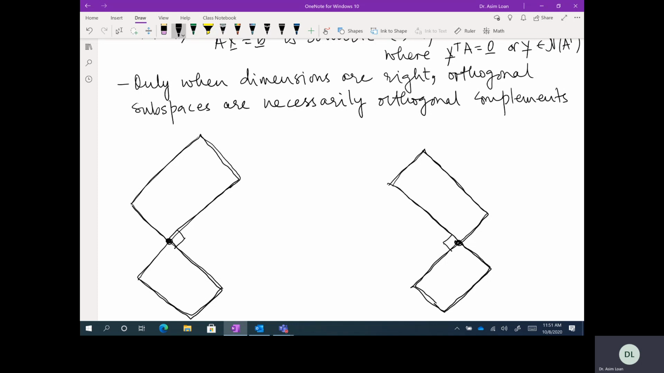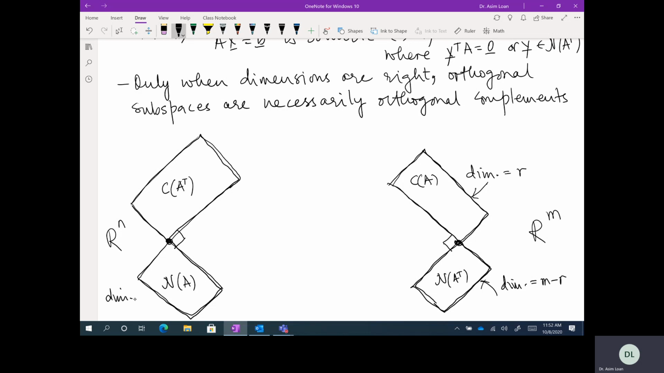This angle is also 90 degrees. This is called the column space of A. This has dimension equal to r. This is the left null space of A. The dimension here is m minus r. This is R^m. This is R^n. This is the row space of A. This is the left null space of A. This has dimension equal to n minus r. This has dimension equal to r.